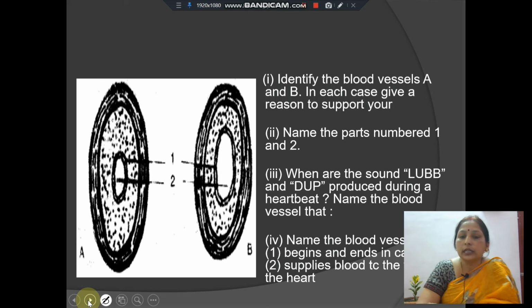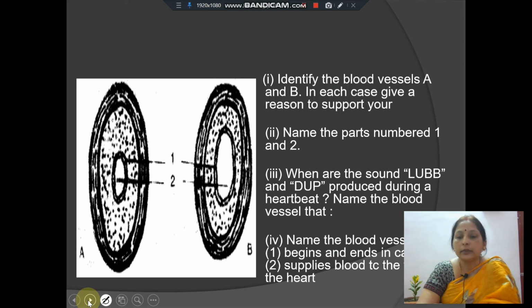When are the sounds lub and dub produced during a heartbeat? The lub sound is produced at the time of closure of the bicuspid and tricuspid valves, which are commonly termed as mitral valves. The dub sound is produced at the time of closure of the semilunar valves present at the base of the aorta and pulmonary artery.